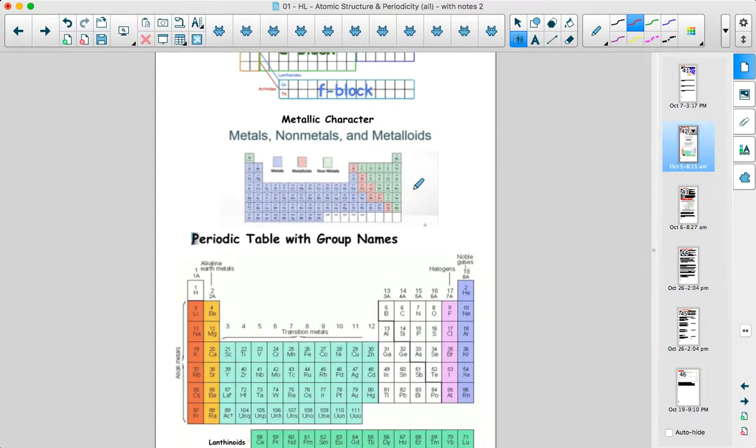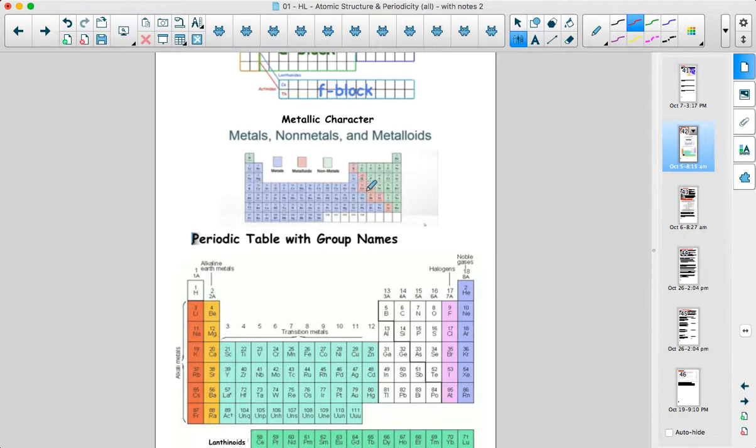You should be able to determine whether or not an element is a metal or a nonmetal, or a metalloid, or a semi-metal as they're sometimes called. The metals take up about 2/3 of the periodic table, the lower left-hand side. All of the non-metallic elements are at the top right, with the exception of hydrogen, which is also a nonmetal.